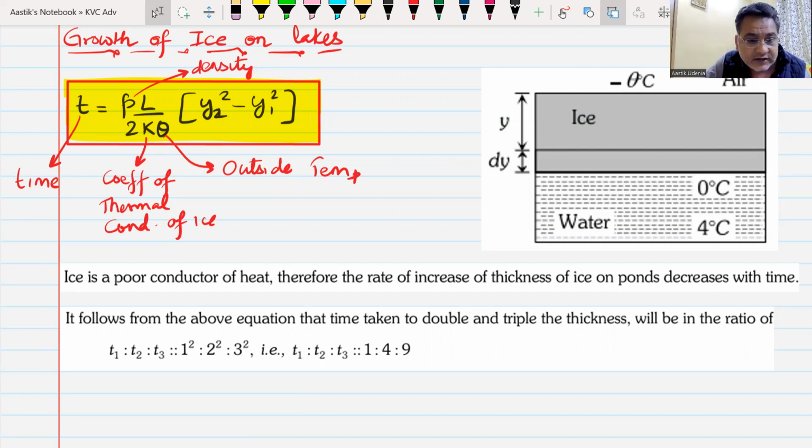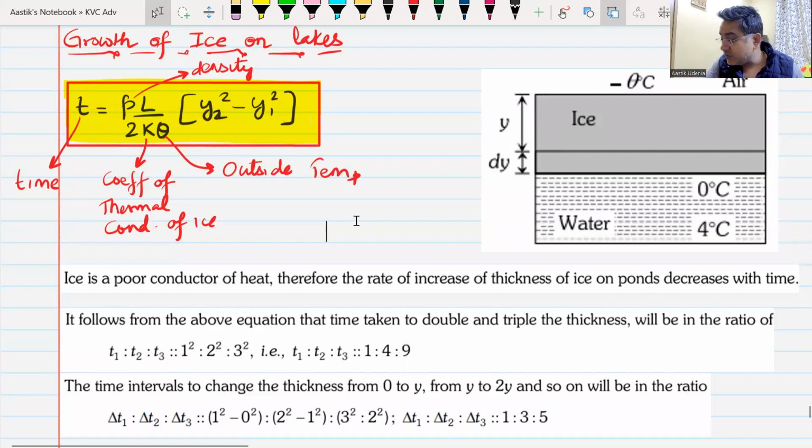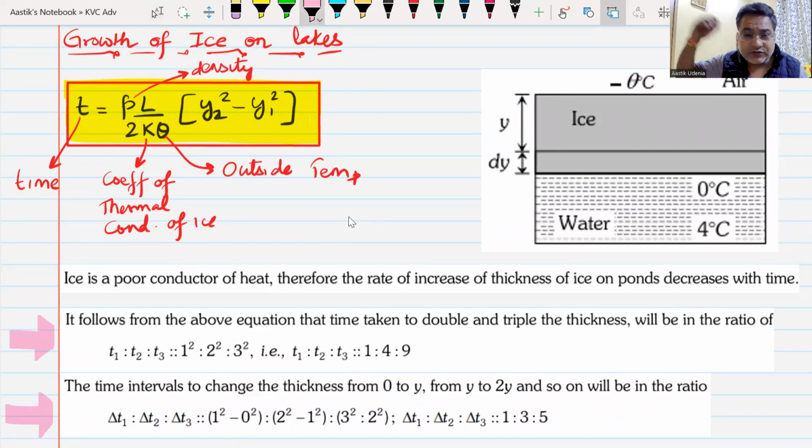Yes. And if I do the other way, and I've seen a lot of questions on this, time taken from Y to 2Y, 2Y to 3Y, and so on, you can also find that time from this formula. These are the questions that are going to come. What is the ratio of time to go from 0 to y, 0 to 2y, 0 to 3y? What is the time ratio from 0 to y, y to 2y, 2y to 3y, and so on? Do we understand the difference? Yes. I will give you 2 minutes to note this down.